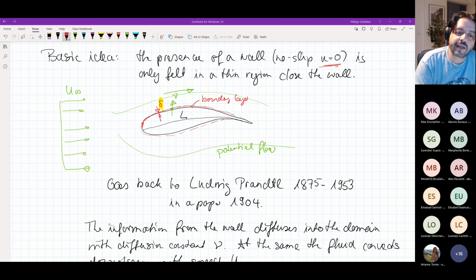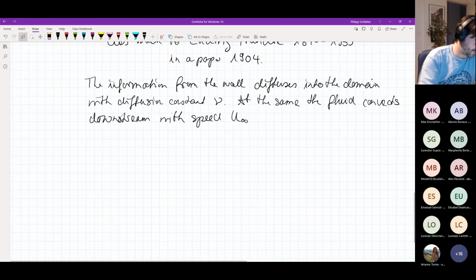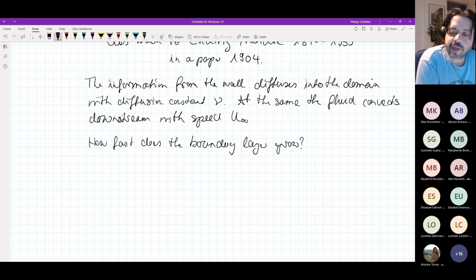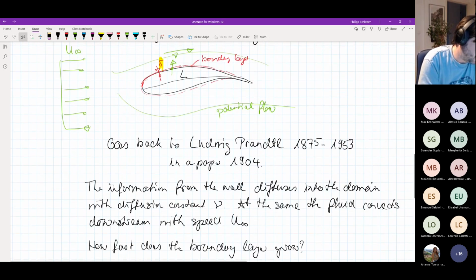Let's see how we can calculate this. So the question was, how fast does the boundary layer actually grow? Now, most of you said as a square root, but I guess we're scientists, so we would like to actually know exactly how this is being done. Well, I said before that the growth has to do with the fact that we have the convection in the streamwise direction and the diffusion in the vertical direction.